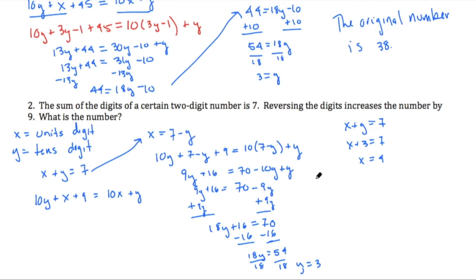So they say, what is the number? They're referring to the original number, so x is the units digit, y is the tens digit, so maybe we should even add clarification, the original number is 34. So these are digits problems.